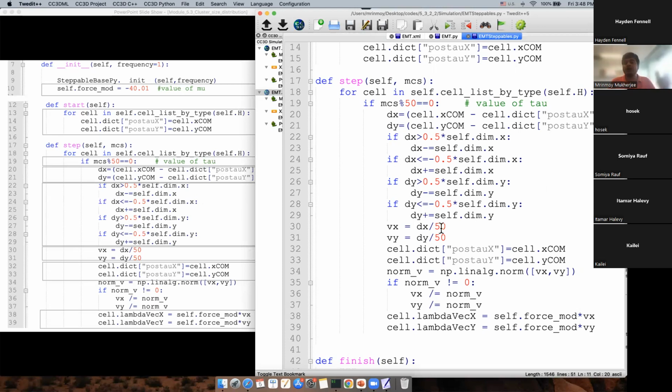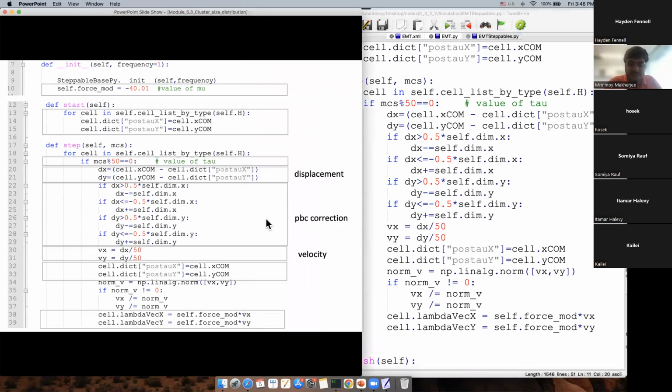You also have to do the periodic boundary condition correction, because when the cells reach the end of the box, otherwise we will calculate the displacement in a wrong way. So we need to do the PBC correction in this way.